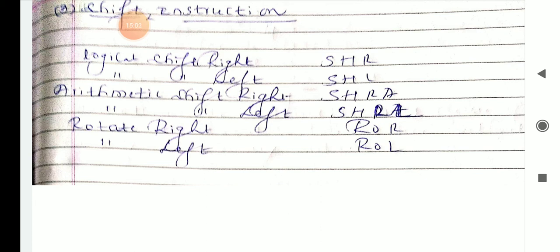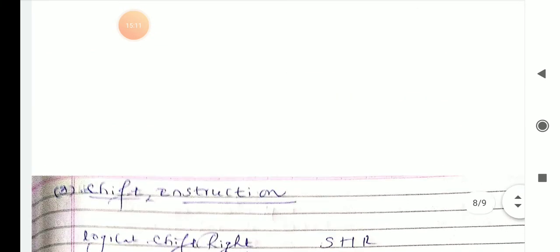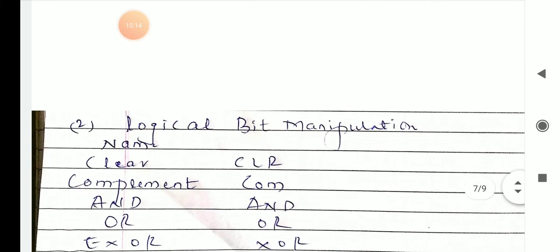These are very important functions you are going to use everywhere: arithmetic instructions, shift instructions, and also logical bit manipulation instructions. In digital techniques you can learn this one.